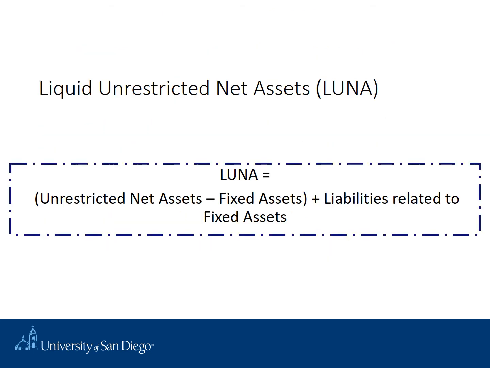This is the Luna calculation. There are three key variables: unrestricted net assets, fixed assets, and liabilities related to fixed assets. We will define these three next.